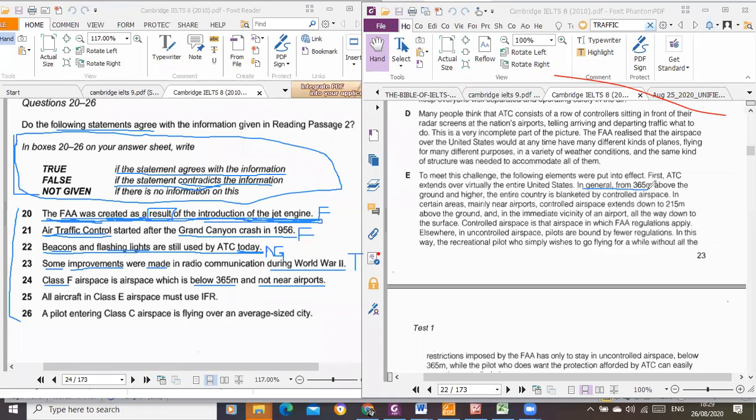In general, from 365 meters above the ground and higher, the entire country is blanketed by controlled airspace. So in the entire country in the US, anything above 365 meters is controlled airspace, okay? And then anything below 365 is uncontrolled airspace. That's what it means. And then all uncontrolled airspace are categorized as Class F. So it's as good as saying that Class F airspace or uncontrolled airspace are below 365. To this point, it is true.